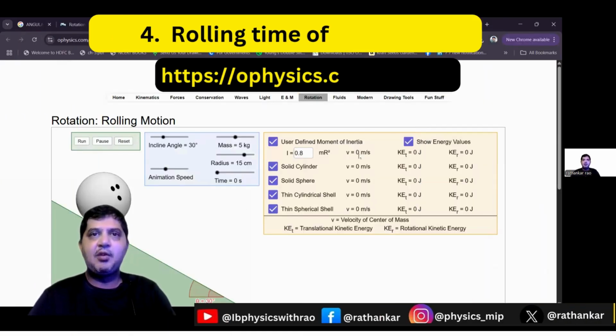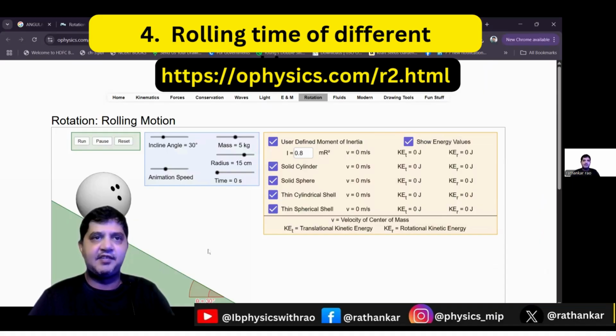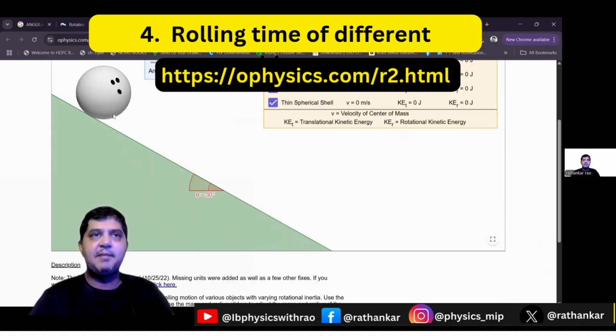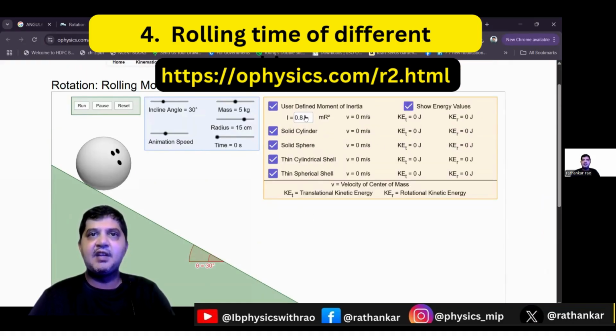Let me move on to the next. This is about rolling motion, wherein you have an object which is seen to be rolling along an inclined plane because of the gravity which is pulling it like this. There are several objects which one can use over here. The kinetic energy is initially shown over here. The mass, radius, and inclined angle, everything can be changed. Let us take the default values and run it to see what happens.